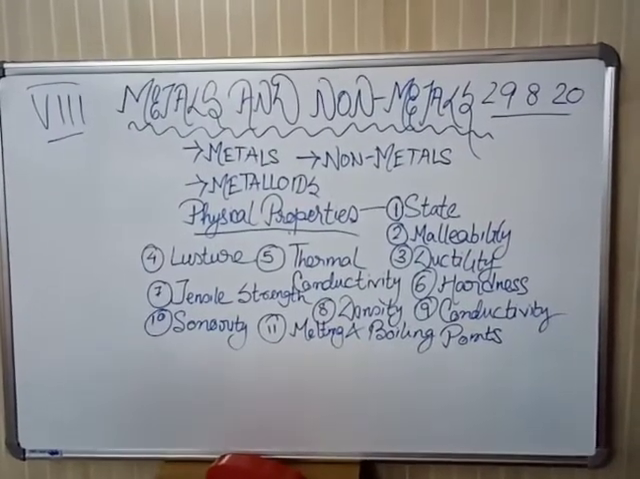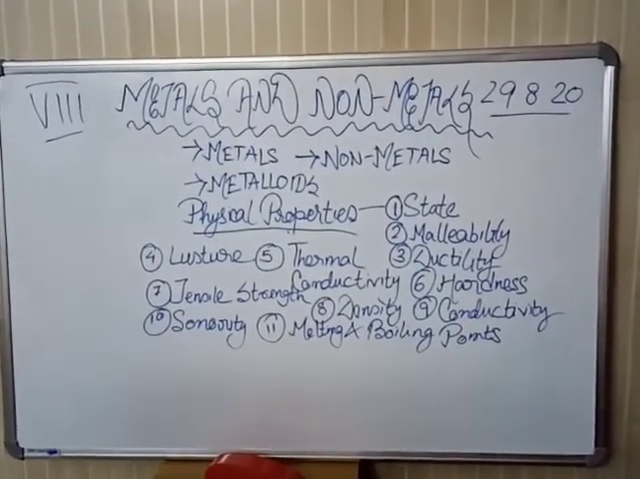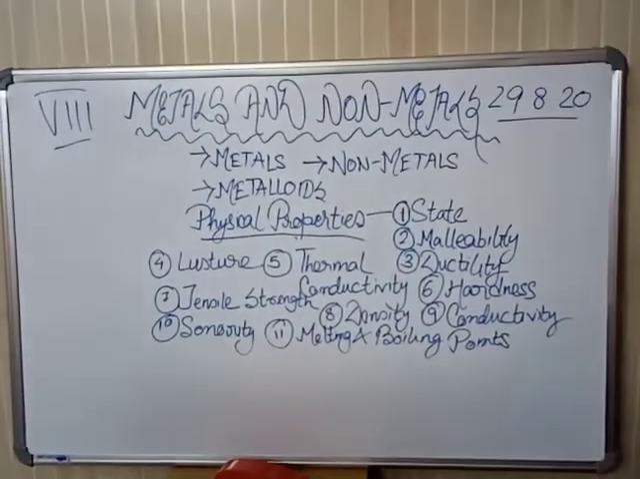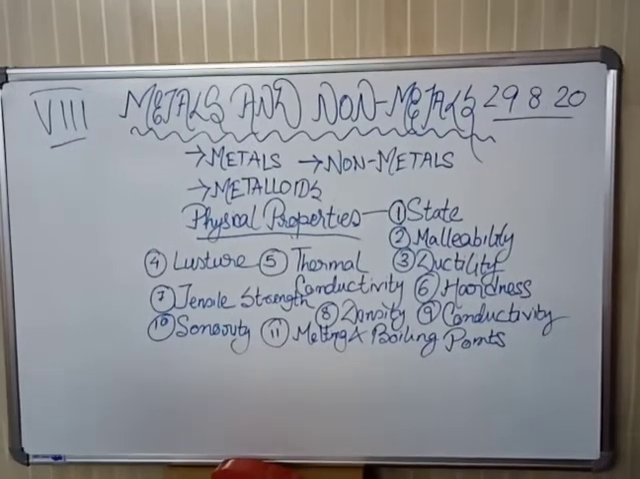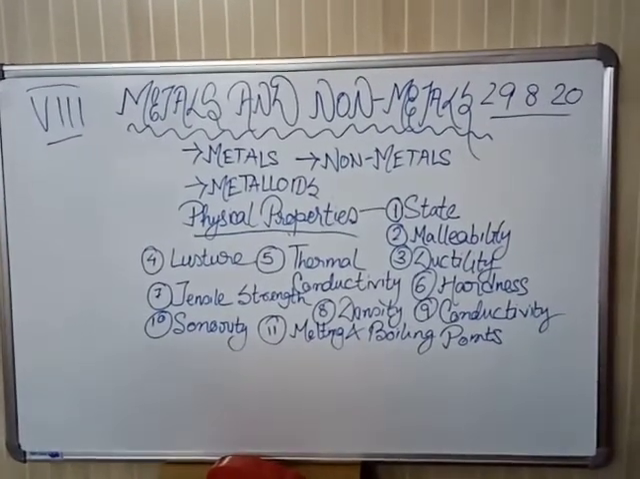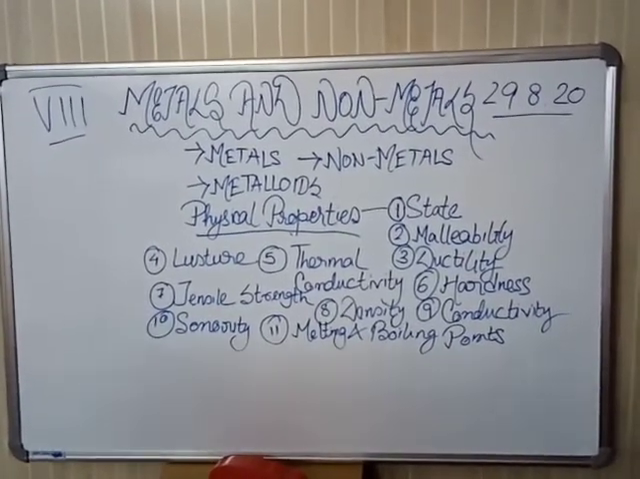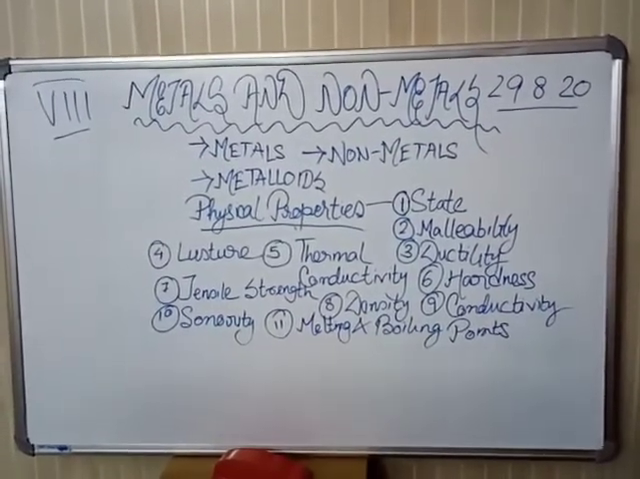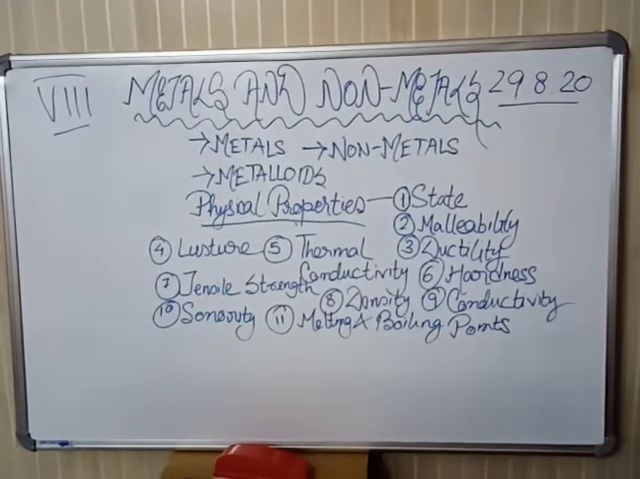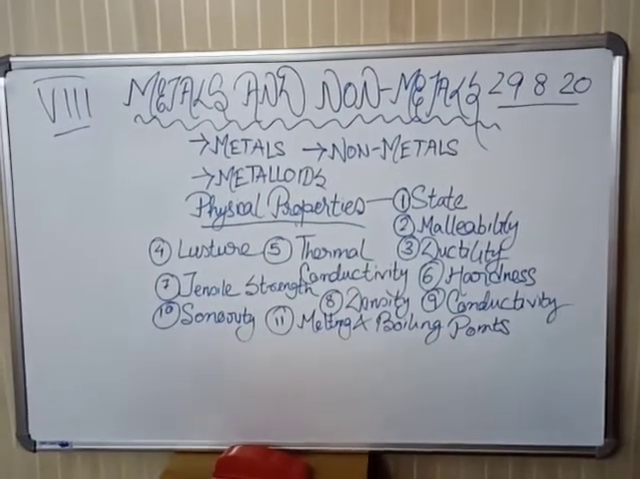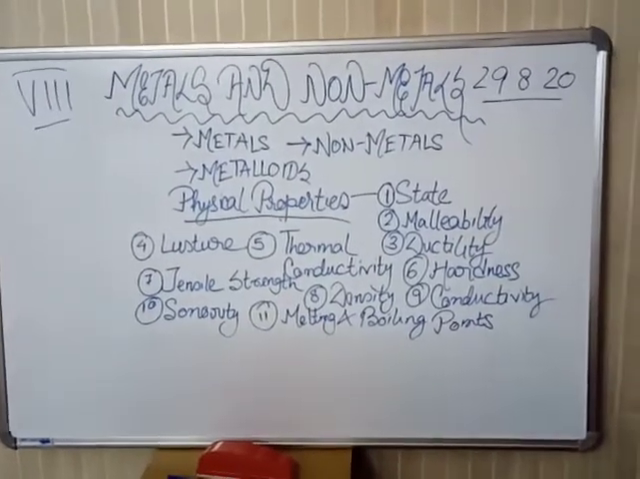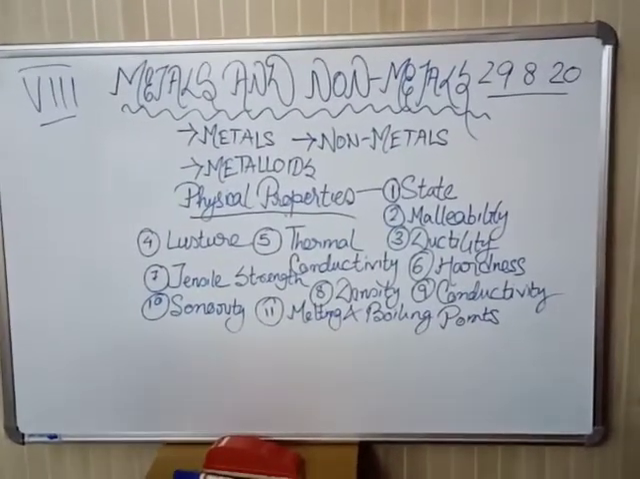Now density. Metals are usually heavy and have very high density. Iridium and osmium have the highest densities, whereas lithium, sodium and potassium have low density, that is, they float on water. So the elements which have low density float on water, and those which have high density sink in water. Now non-metals have very low densities except diamond. Only diamond has high density.